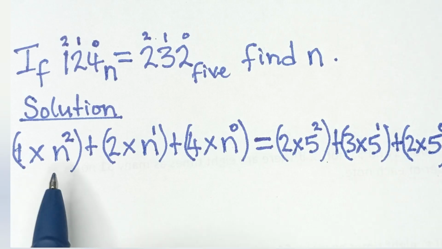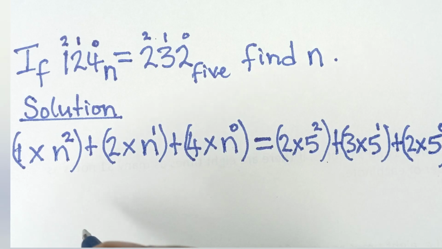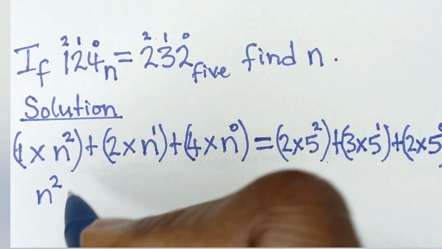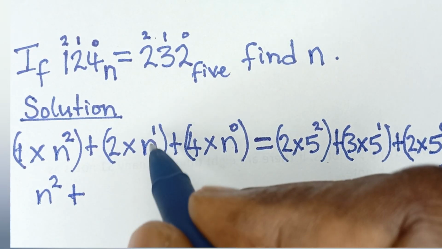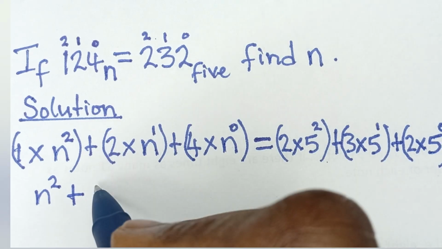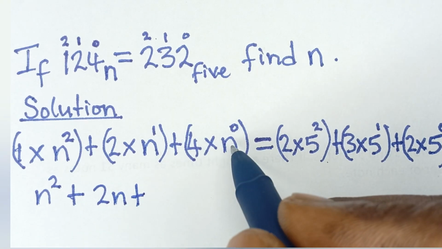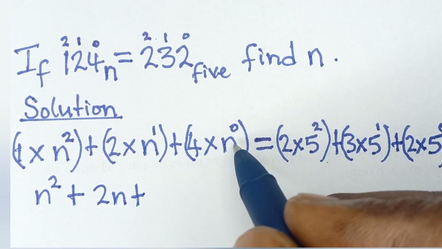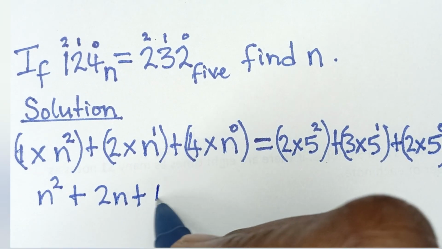Now we can simplify. n squared multiplied by 1 is going to give us n squared. And then plus n raised to the power 1 is n. Any number raised to the power 1 is that same number. Multiplied by 2, it gives us 2n. And then plus n raised to the power 0 is 1. Any number raised to the power of 0 is 1. Then 1 multiplied by 4 will give us 4.